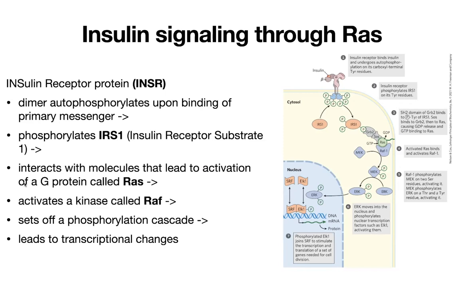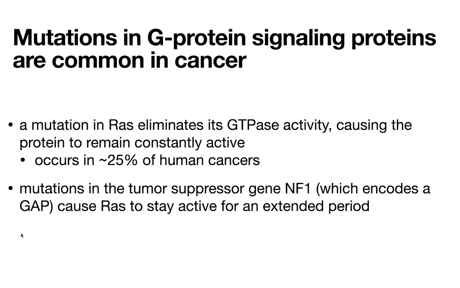So you can see that basically RAS is down the line from our receptor, connected through the IRS1, which is bound to GRB2, which was bound to SOS, which was going to be bound to our RAS. Now, RAS you might have heard about because it's going to be very important in the context of cancer. Mutations in RAS that eliminate its GTPase activity are going to cause it to remain constitutively active, or constantly active. These sorts of mutations occur in about 25% of human cancers.